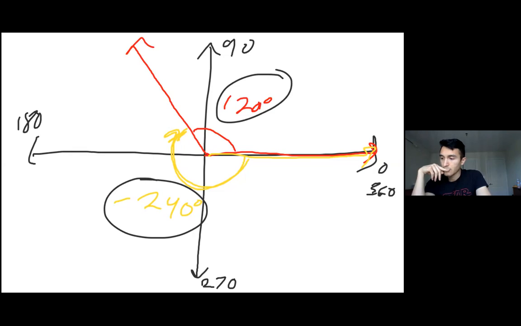And it doesn't have to be 360. What I mean by that is 360s also can be 720, right? So it's just multiples of 360. You do 720, you do 1080.